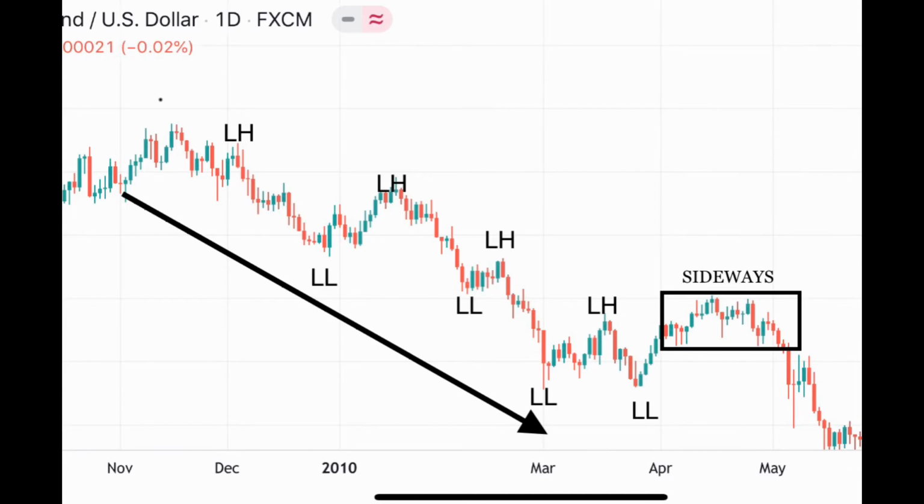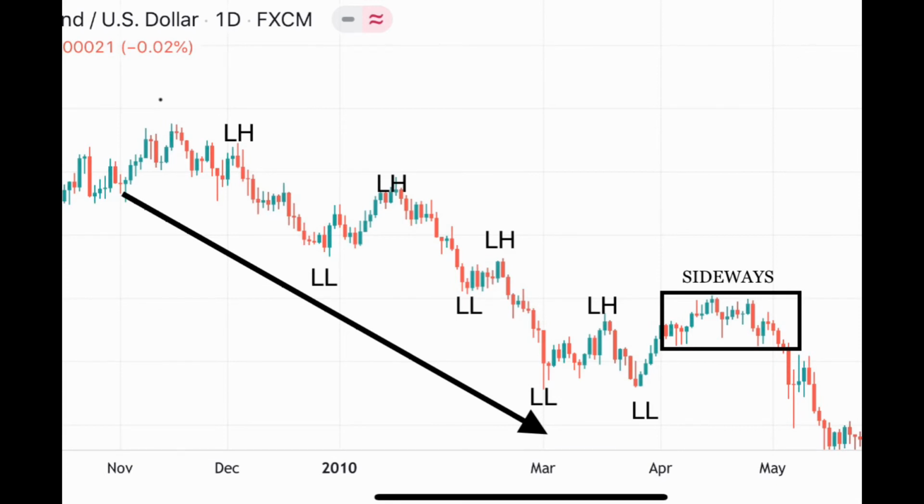I got this from TradingView. You can sign up on TradingView, get your own account for free, and start looking at the charts, start identifying the trends in the charts. And with time, this is just going to be something very simple for you to identify.